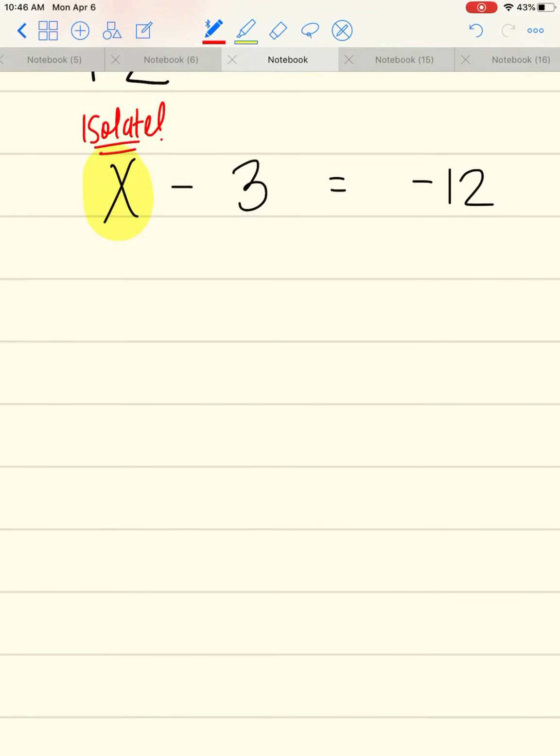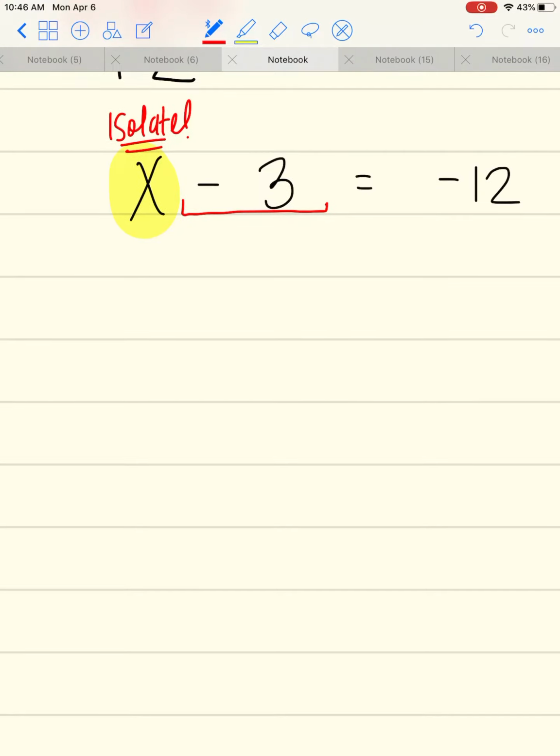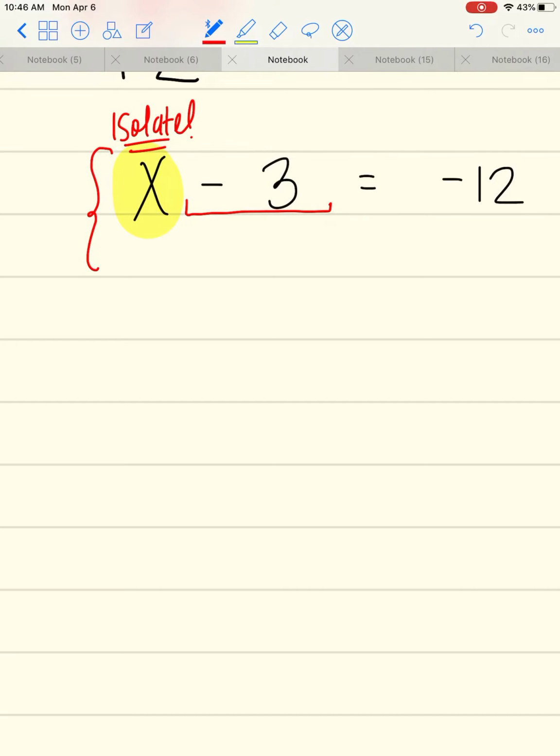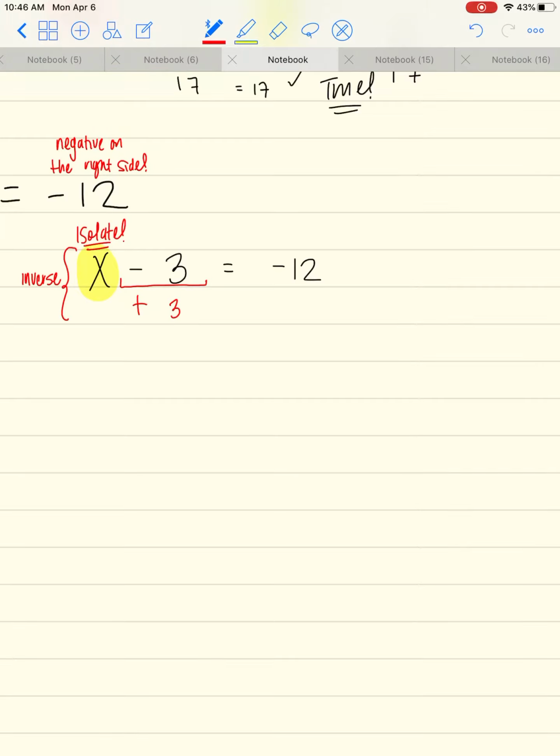So the next thing that I do now is do the inverse, or do the opposite of whatever is with the variable. In this case, you are subtracting 3. Notice how in the previous examples we were adding. Well, now you have to do the inverse of subtraction, which in this case is addition. So I'm going to go ahead and write this down. Now we're going to do the inverse operation of subtraction, which is addition. So I'm going to add 3.